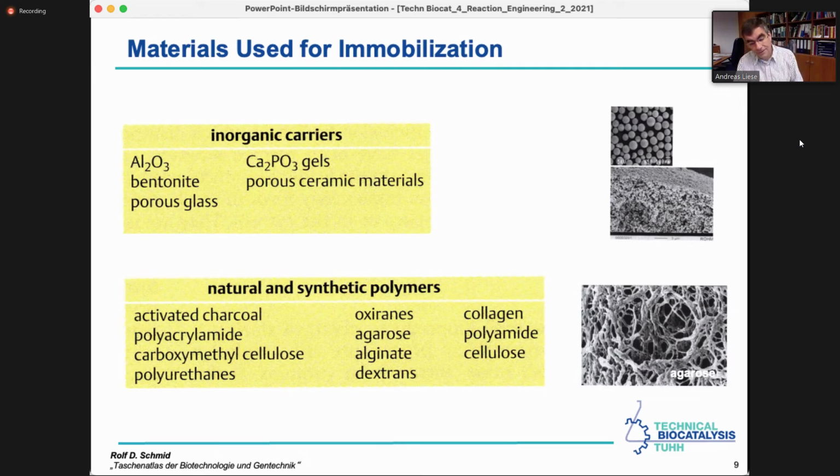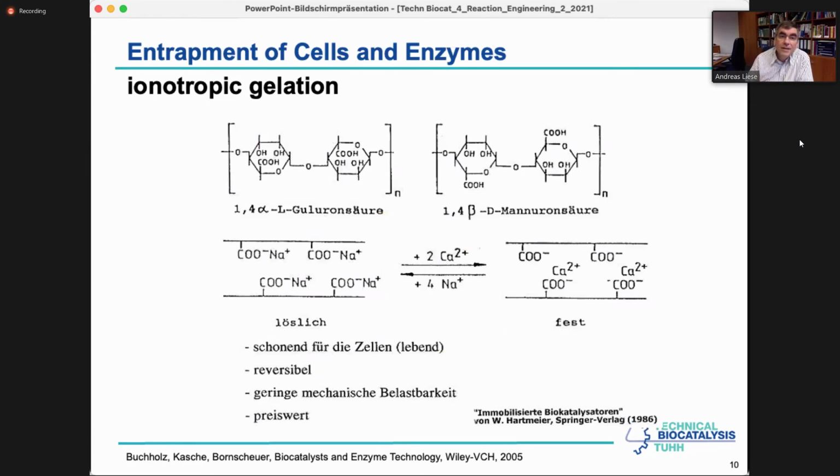Now, in the next remaining 5 minutes, I will start to show you the methods of immobilization, how we can bind these enzymes to such surfaces. Let's start with gel entrapment. That is true for isolated enzymes or for cells.